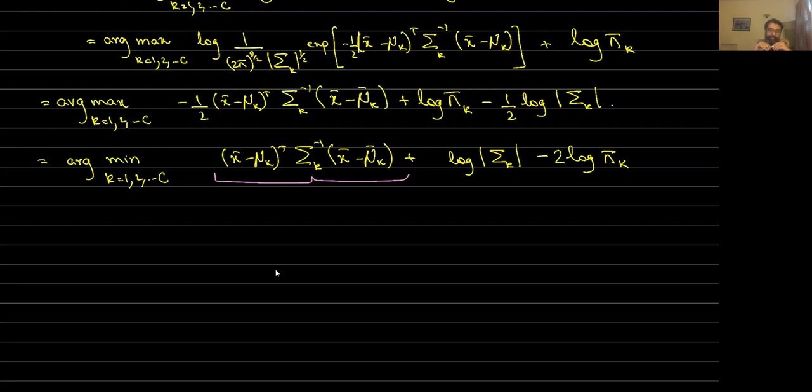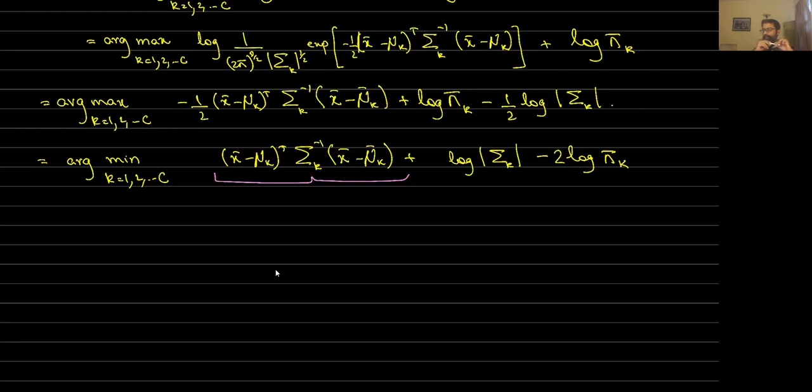Let me give you one specific case for this. What if sigma k for all k was actually a diagonal matrix? Was the identity matrix? Yeah, sort of a weighted average type, which is one here. I'm putting up a very special case, which is maybe one extreme. And I'm going to pick on somebody to answer this.